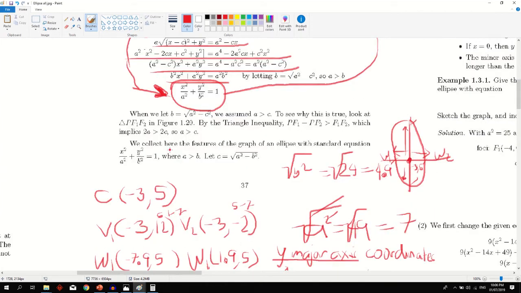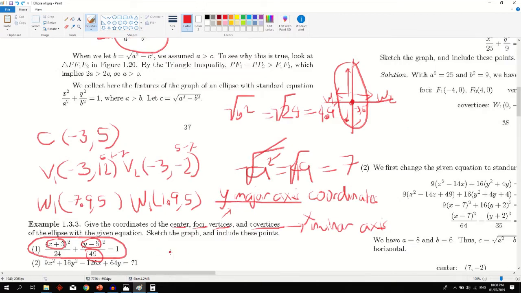Now let's see, how do we get the foci? To get the foci, we need to get the distance c. So c is equal to the square root of this one. No, this is the c. We'll change the color. So that is the distance c. This is c and this is the focus. How do we get c? So we get A square minus B square. How did we get that?